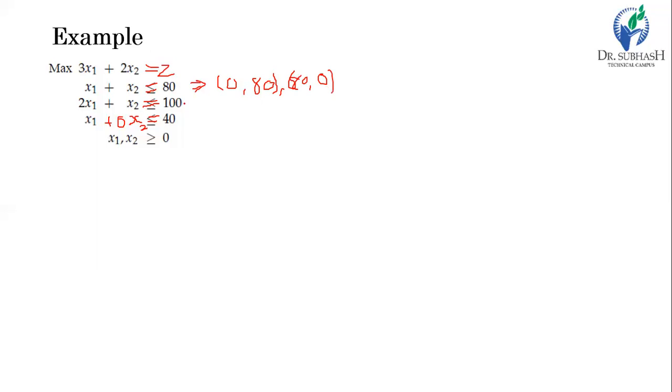The same way you can calculate 2 points which lie on this line, 2x1 plus x2 equal to 100. In that case, if we put x1 equal to 0, then x2 equal to 100. The same way, for the other point, put x2 equal to 0, then you will get x1 equal to 50.